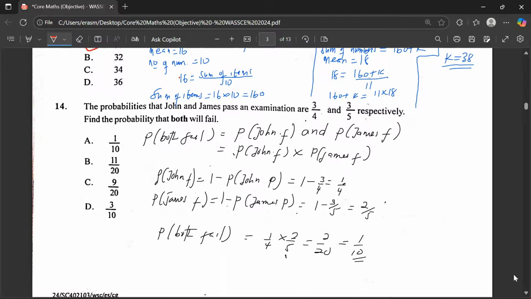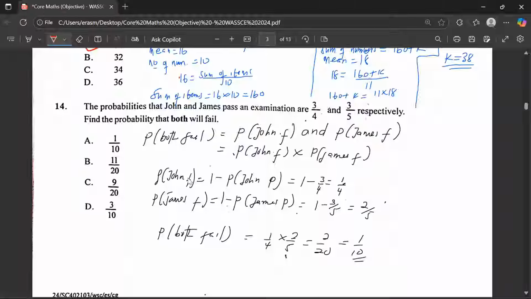Now, the probabilities that John and James pass an examination are 3 on 4 and 3 on 5 respectively. Find the probability that both will fail. Now, probability that both will fail equals probability that John will fail and probability that James will fail. And means multiplication. And so we are going to have probability that John will fail times probability that James will fail. Now you have been given the probabilities that they will pass only. So we need probability that they will fail, right?